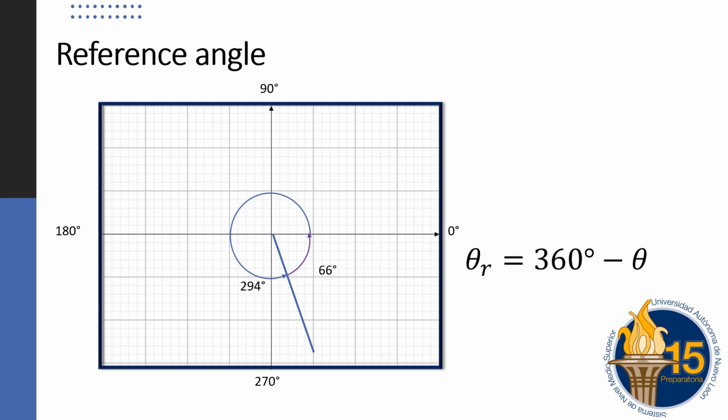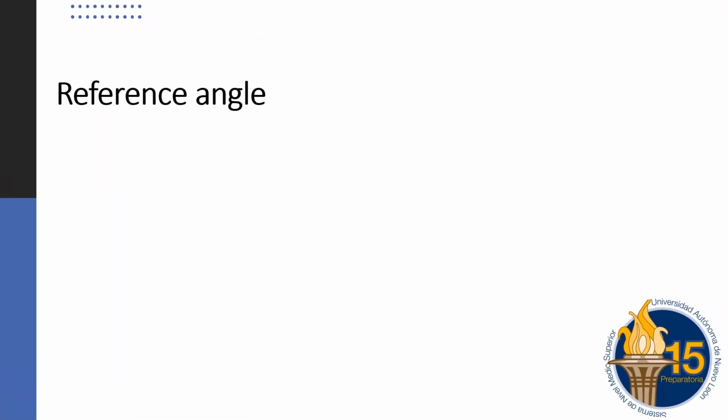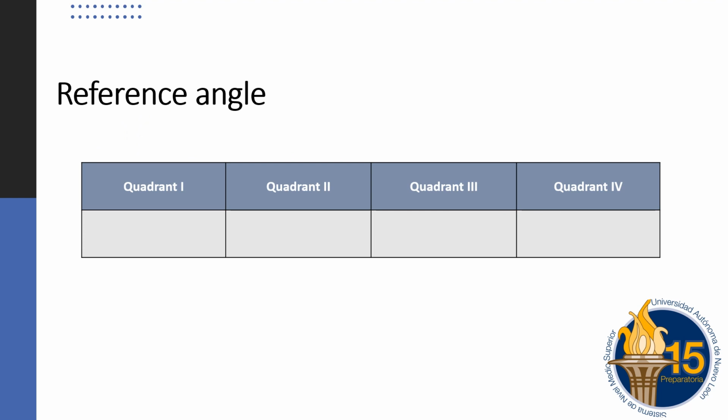As a summary, the value of the reference angle depends on the quadrant where the terminal side is located, considering the angle between 0 and 360 degrees. On quadrant 1, the original angle and the reference angle are the same. On quadrant 2, the reference angle equals 180 minus the original angle. On quadrant 3, the reference angle equals the original angle minus 180 degrees. And on quadrant 4, the reference angle equals 360 degrees minus the original angle.